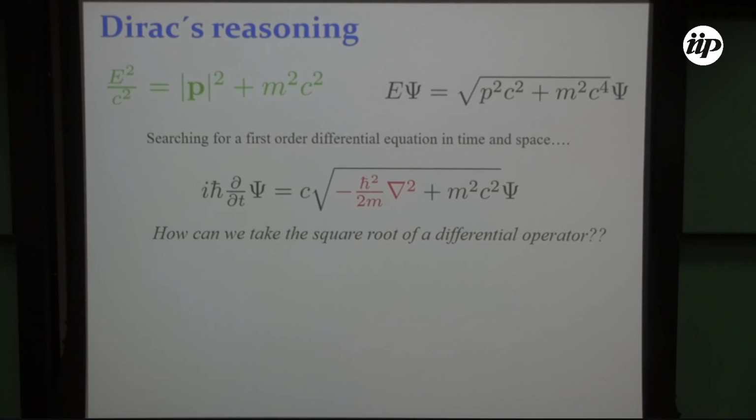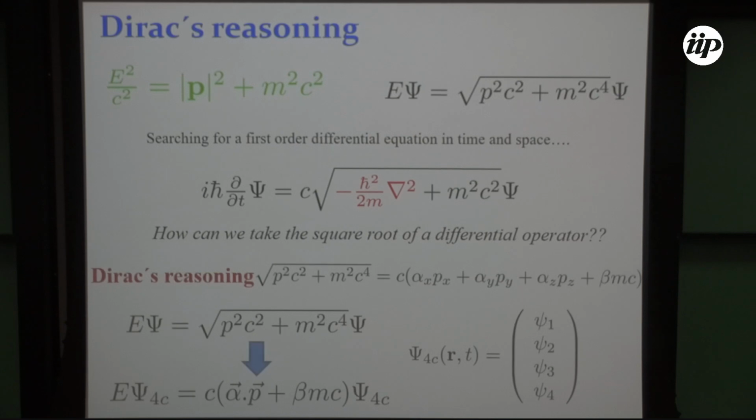Taking the square root of a differential operator was quite ill-defined, and the Klein-Gordon approach gave a negative probability density, which was also physically shocking. So, as you know, Dirac came with a fantastic idea to increase the spin degrees of freedom and to define instead a 4-component wave function.